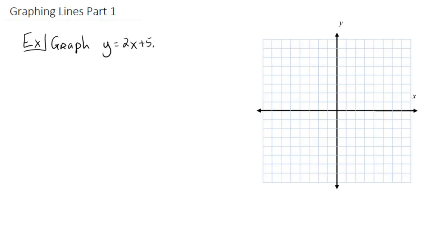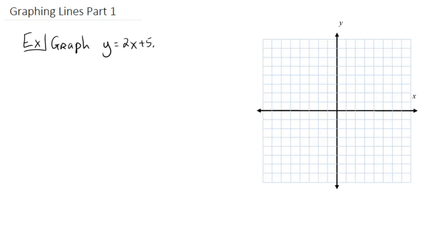In this video, we're going to go over graphing lines by generating ordered pairs from the equation, plotting those ordered pairs, and then connecting the dots. So let's throw an example up here. Alright, so here we go. Graph y equals 2x plus 5.